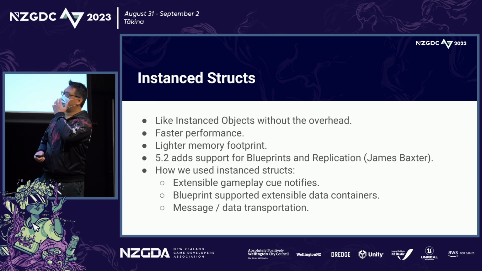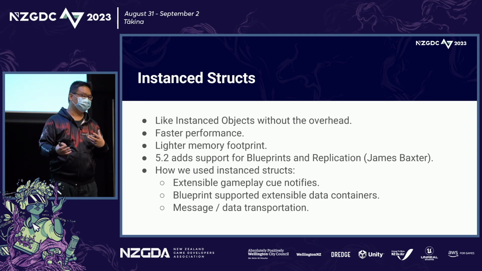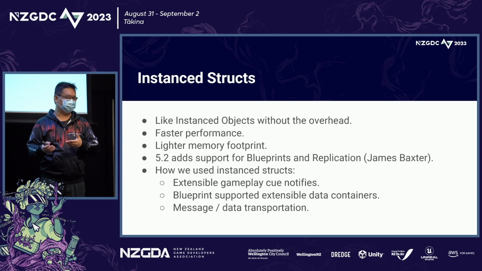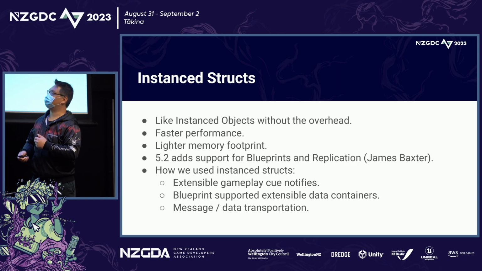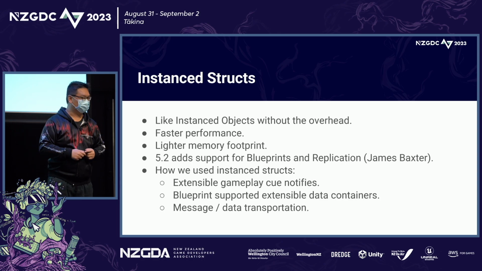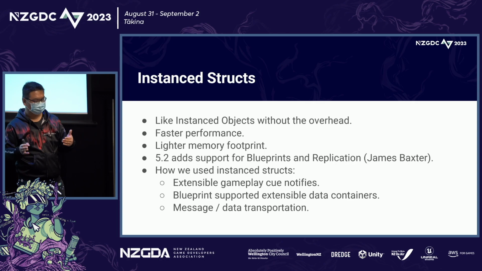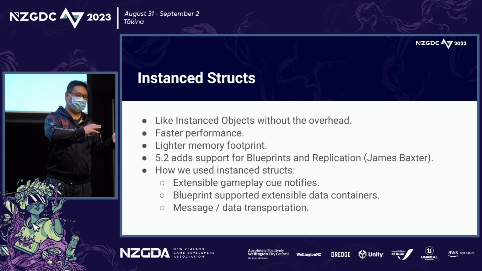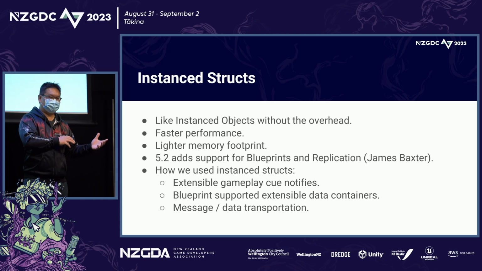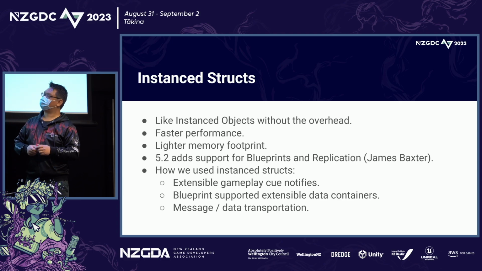Okay, so 5.2 adds support for blueprints. So you can create, for example, custom structs inside blueprints inside the editor. And then you can convert that into an instance struct, and then you can store that inside your array. So 5.2 adds blueprint support. And it also adds replication support, thanks to a chap named James Baxter. So this allows the system to be fully fleshed out, because previously the complaint was, if you wanted to replicate structs, or you wanted to use replication with instance structs, instance objects was the only real way to go, because replication would only occur for objects, but now that's been resolved.